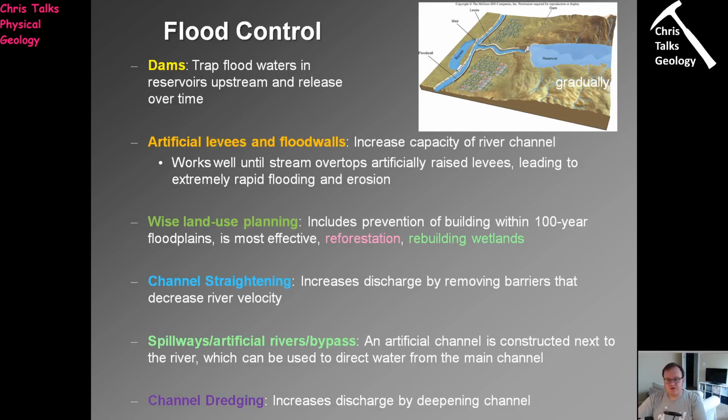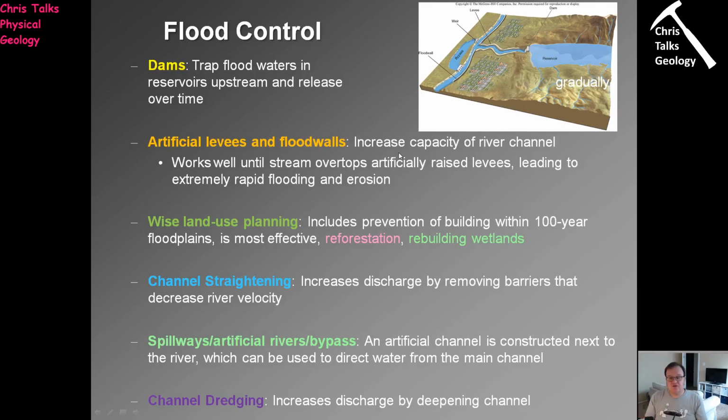So the final thing is, well, how do we control floods? How do we stop them from happening? Well, the obvious answer is dams. You build a dam, you stop the water from moving down the river valley, you contain it for a while, and you release it in a controlled fashion. Simple.